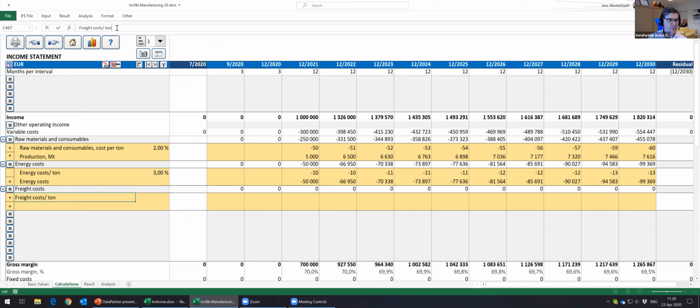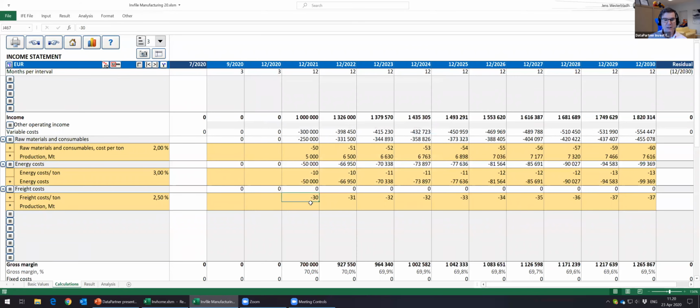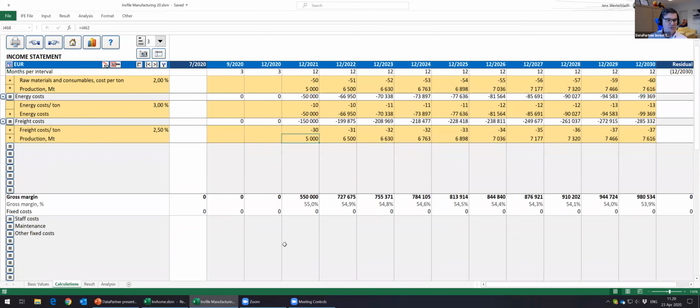Freight. And now I do it the first way. The freight cost is 30 euros per ton, and it will develop with a 2.5% increase annually. And then I will take the metric tons and copy the formula. That's it. Now I have the variable production and freight costs modeled. I save and I continue to fixed costs.